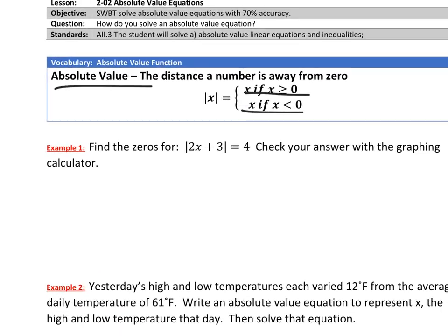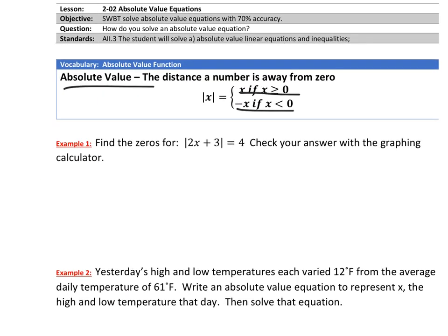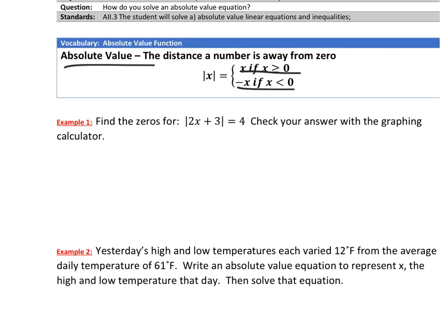So if I look at example 1, find the zeros, or solutions, for the equation absolute value of 2x plus 3 equals 4. In the video, we're going to skip the checking here. Actually, we might check it just by plug and chug, but I don't have a calculator handy on the iPad. So for solving these equations, the first thing we want to do is make sure there's nothing outside the absolute value bars, and you can see that there's nothing on either side until after the equal sign. So that is where we want to start.